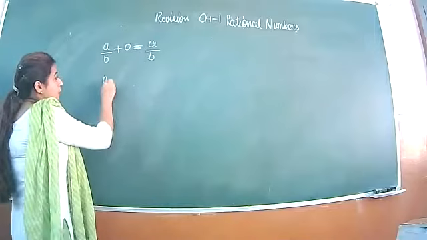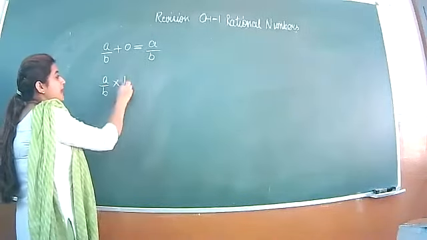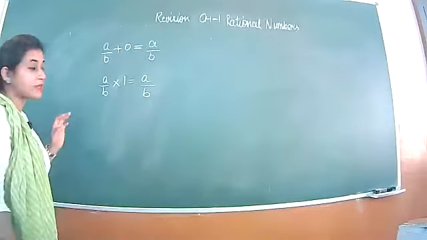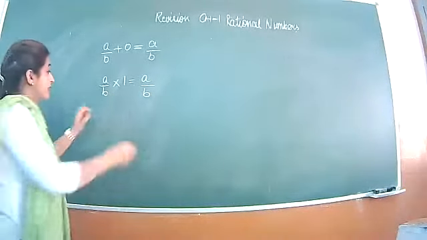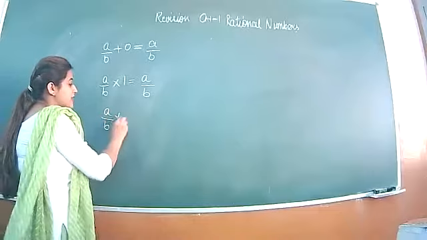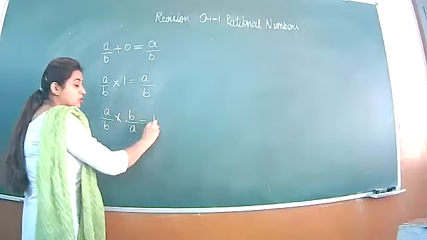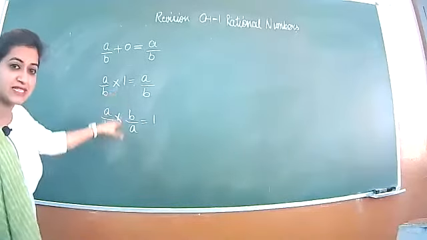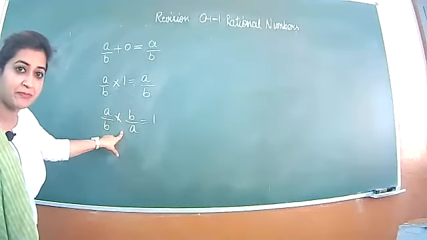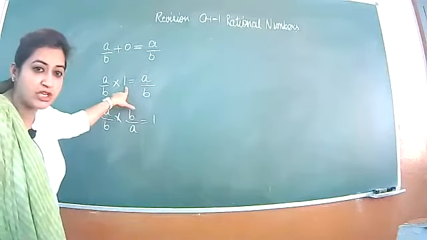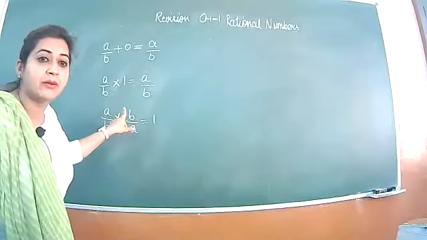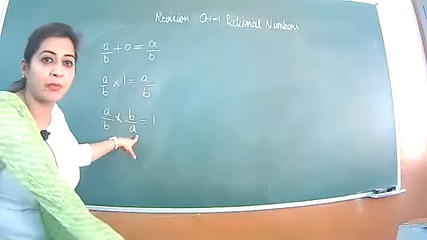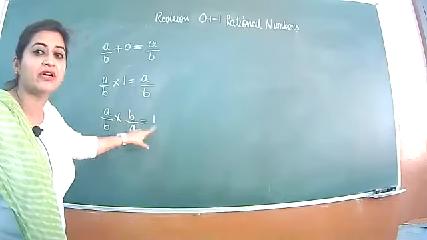Can you tell me the property of 1? When you multiply any number with 1, you will get the same number as answer. So this is the property of 1. If I write a by b into b by a, that is equal to 1. Can you name this property? Are these two properties same? No. This is the property of 1 and this is multiplicative inverse property.